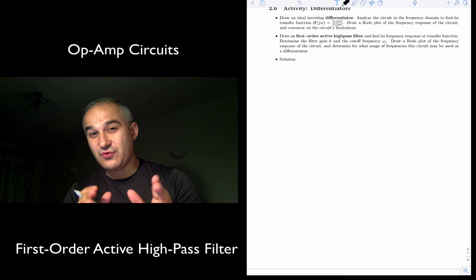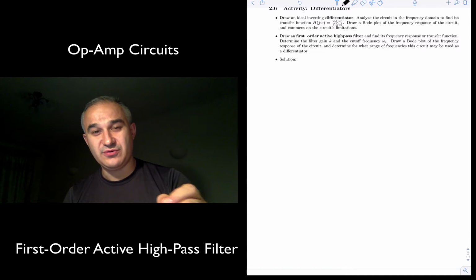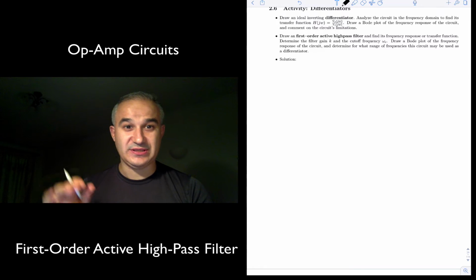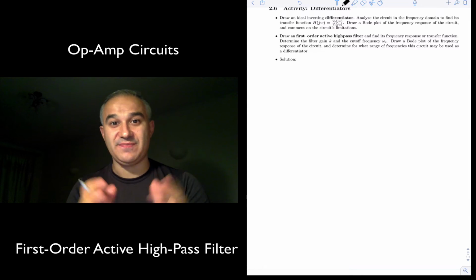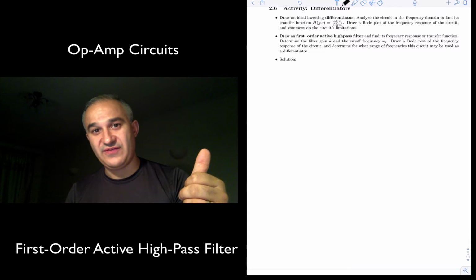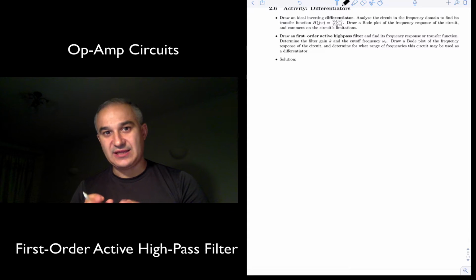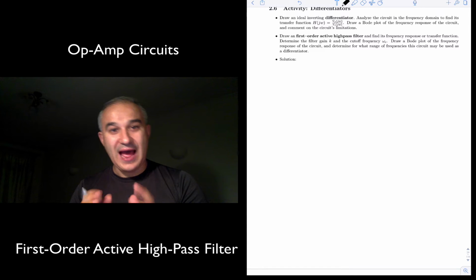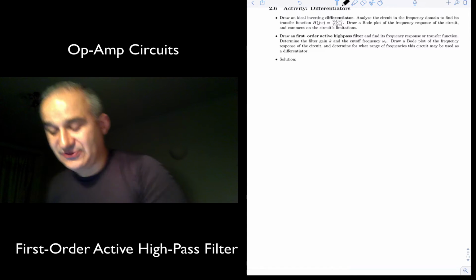In the previous video, we went over the differentiator and we saw that we had some issues, especially at high frequencies. We had something like a noise amplifier. In this video, we are going to solve that issue, change the circuit a little bit, as well as go over the first order active high-pass filter.